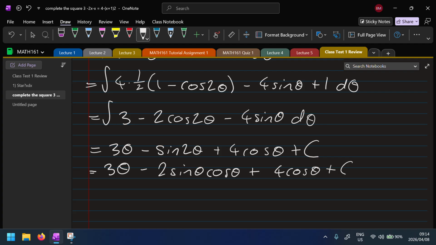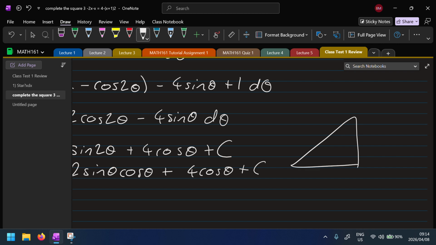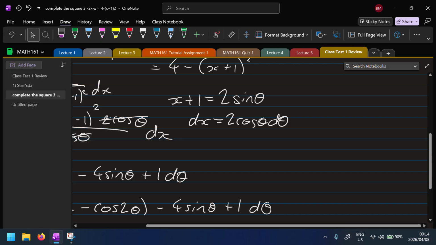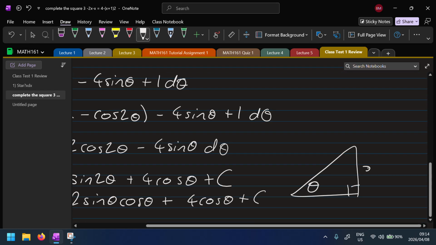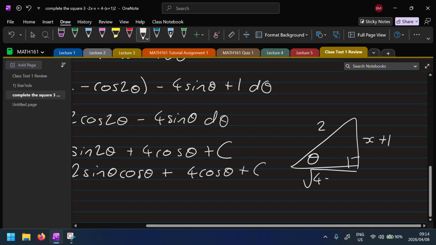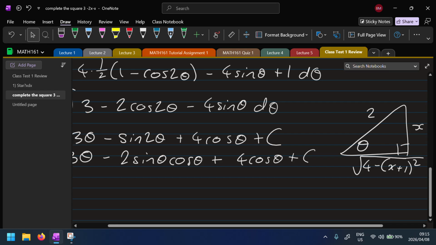So we have to put the x back for the trig function, so we draw a little triangle. If theta's over here, we've got sine theta is x plus 1 over 2. So x plus 1 must be over here. And then 2 must be here. And then the other one must be square root of 4 minus x plus 1 squared. That's just filling in your triangle there.